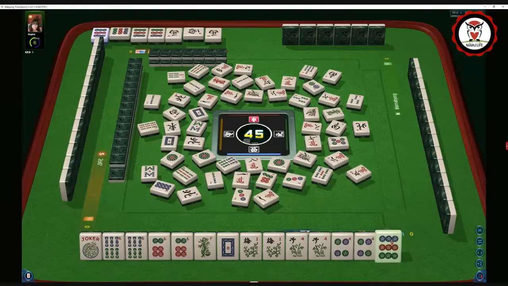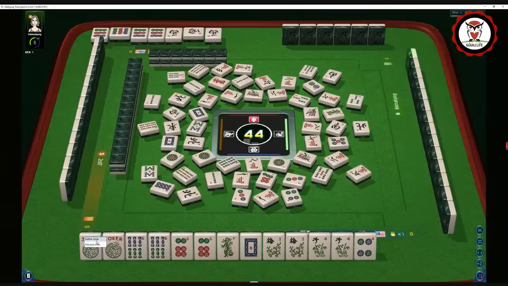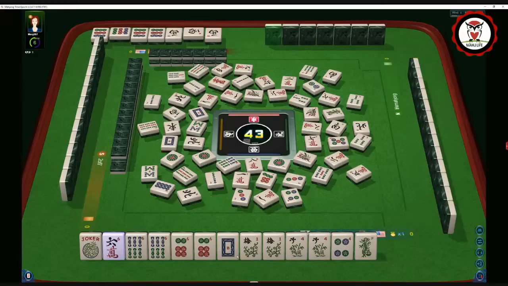Nine dot exchange. Thank you. Nine dots. Okay, let's let this go here. All right, so probably what I would do here is define one of these as a six crack. Three bamboos, to fill that gap. And I would probably let the dragons go. Four dots.